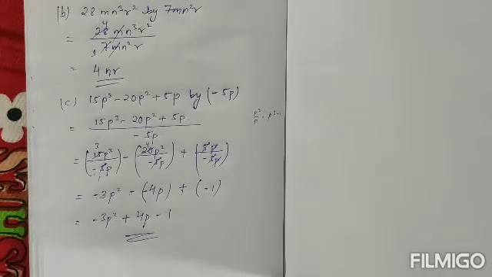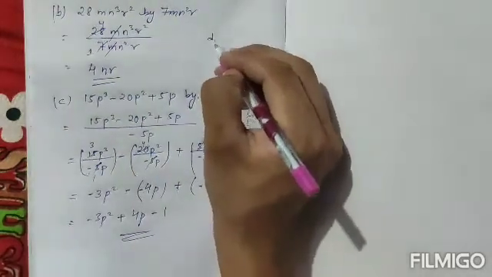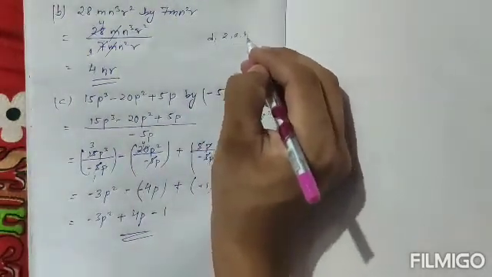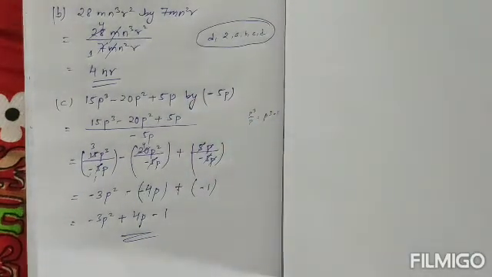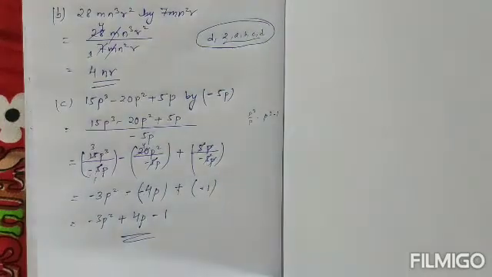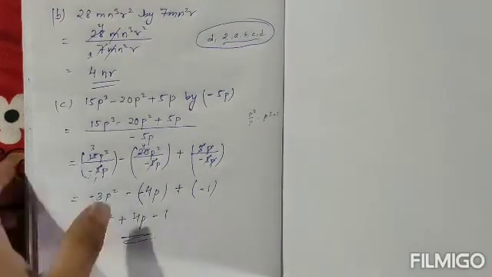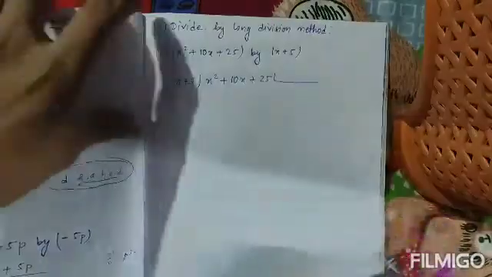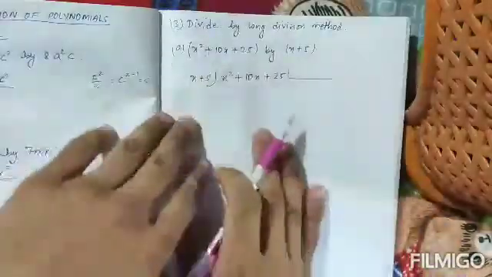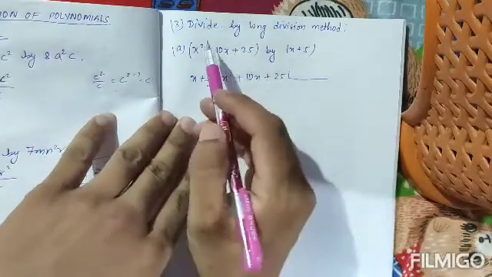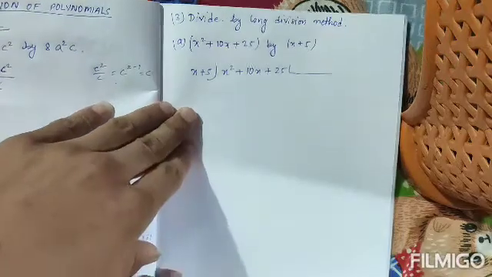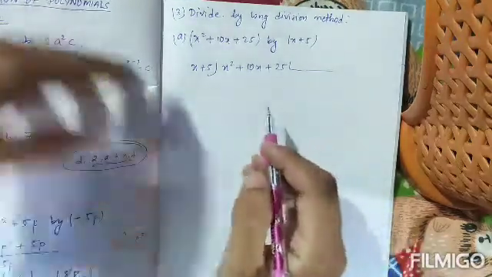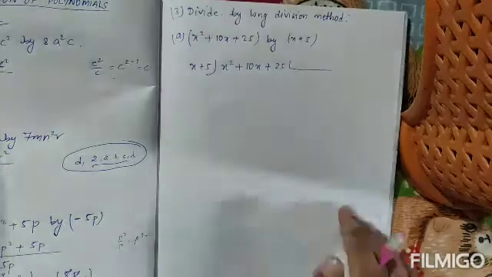In a similar way you can do question number 1D, and question number 2 A, B, C and D as your homework, okay? Now we will move to the next question, that is question number 3, and we have to divide by the long division method. In this case we have a polynomial divided by a binomial, okay?